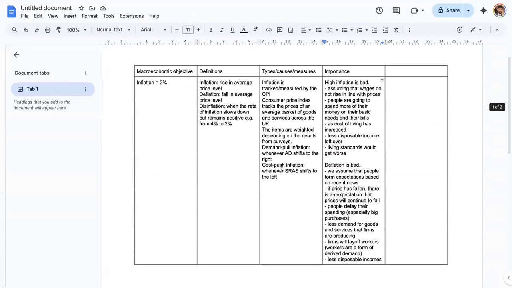Okay, cool. Just to summarize really quickly, high inflation is bad because if we assume that wages are staying the same, then higher prices would lead to higher cost of living, lower disposable incomes, and worse living standards.